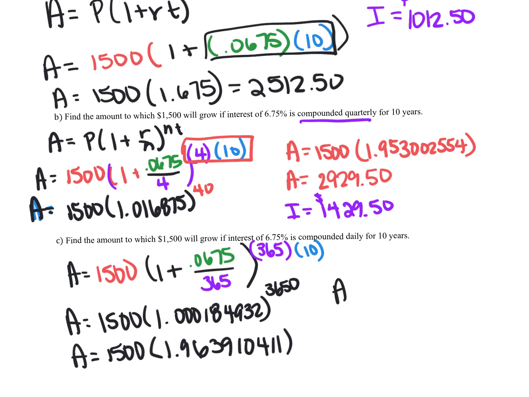And A is now equal to $2,945.87. Again, if I want to find my I, I just subtract off the 1,500 that I started with. Notice my interest gained is $1,445.87. So as I compound more, I'm going to gain more interest. The more I compound, the more I gain. And that's how we do these problems here.